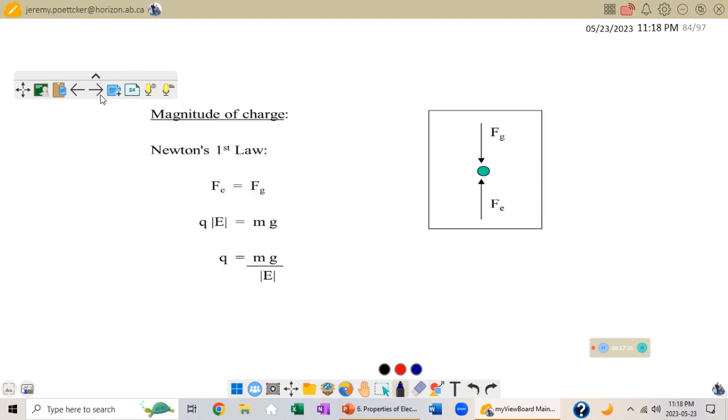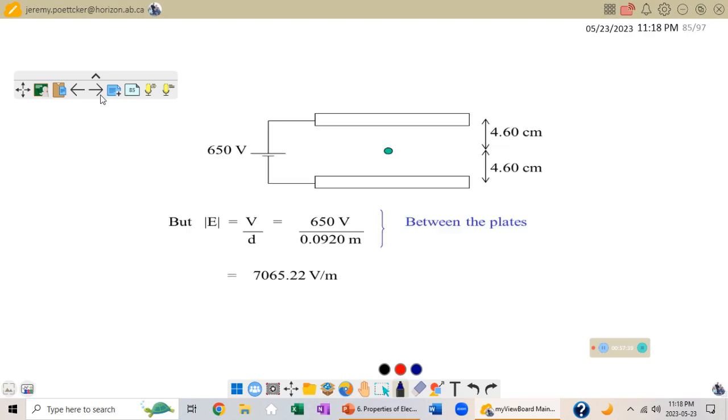All right, so step at a time, we can work our way through it. I never actually calculated the electric field strength, but I could have. I just did the math all at once.